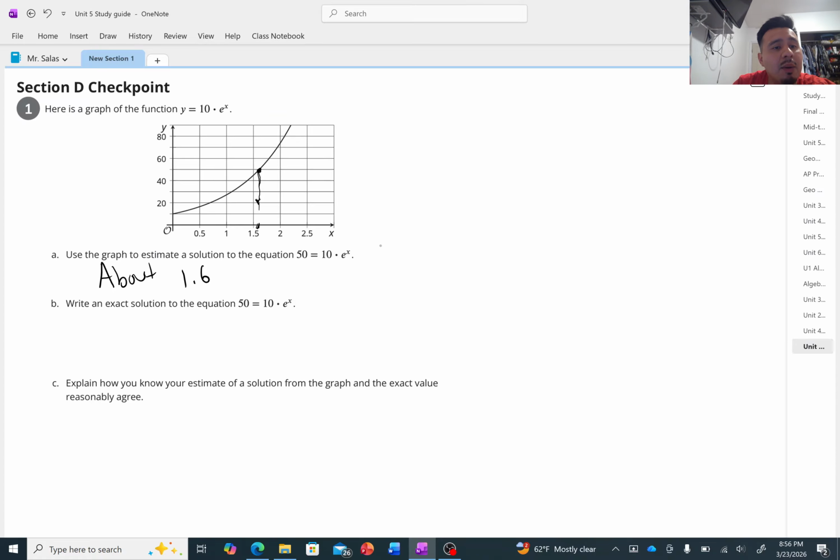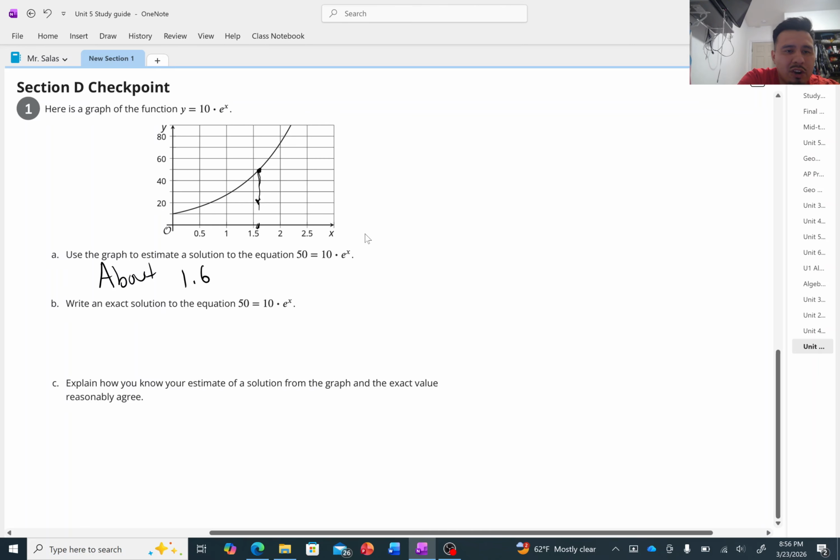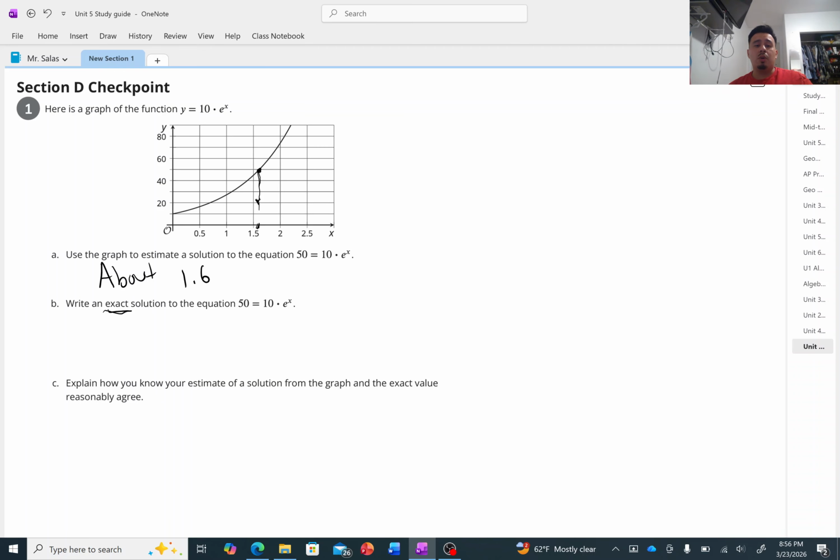Let's look at B. It says write an exact solution to the equation 50 is equal to 10 to the power of e to the x. Again, this word here, exact, this is going to be a huge indicator of what we need to do for a problem. So if I want the exact solution, that means I want to solve for x, okay? But if I get a decimal, I'm going to have to leave it as a logarithm or as an exponential function as best as I can, okay? So I'll let you know how that looks right now.